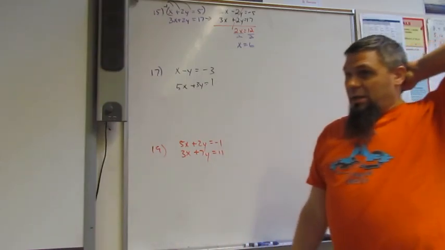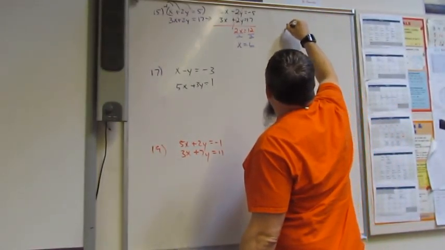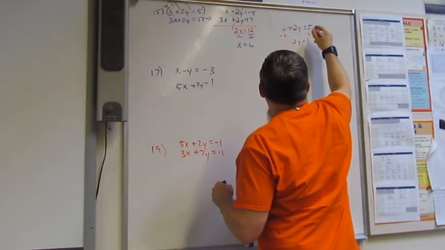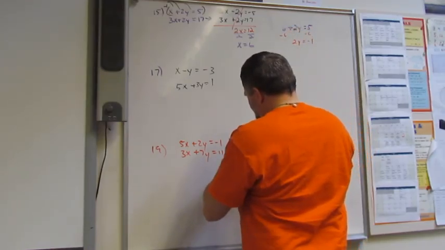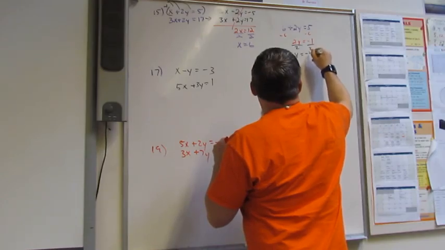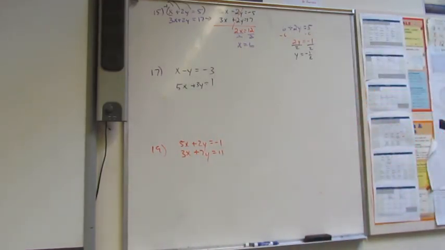Okay? And now I just plug it in. Okay? 6 plus 2y equals 5. Minus 6 minus 6, 2y equals -1. Divide by 2, divide by 2, y equals -1/2. Right?